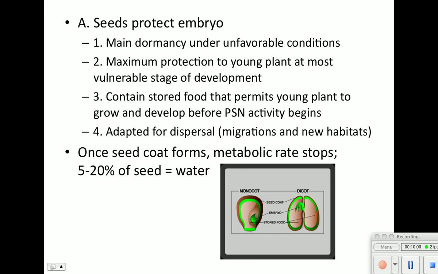Okay. Once the seed coat forms, metabolic rate stops, and 5 to 20% of the seed is water. You may see an expiration date on seed packages, and there's a reason for that: after so many years, your germination rates decrease, so pretty soon your seeds aren't good anymore. I'm trying to remember a story where a farmer was cleaning out his bin, and he had seeds from like the 1960s. I think it was sweet corn. He tried to grow them, and they actually did germinate, because he had harvested his own seeds; they weren't genetically modified or anything. So I thought that was pretty cool.